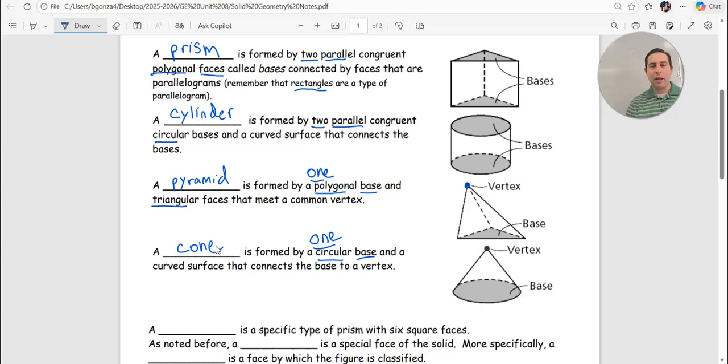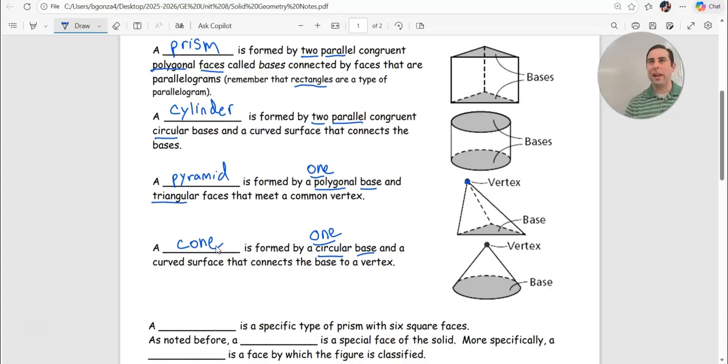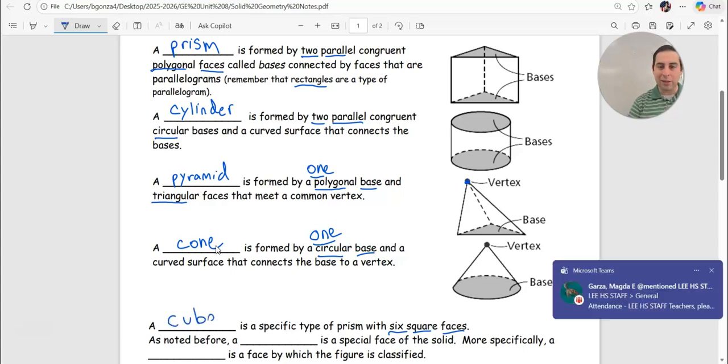Now there's a special kind of prism, and I bet you already know the name of it. If it has six square faces, a square on top, a square on the bottom, a square all the way around, kind of like rolling a dice, what do you call that shape? Cube. Six square faces. It's basically a regular prism.